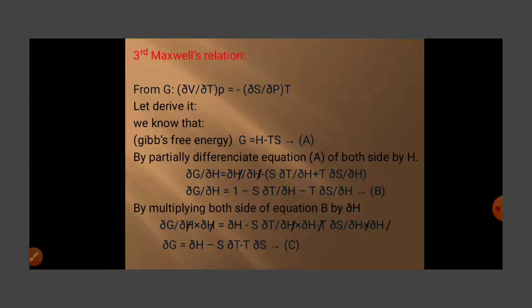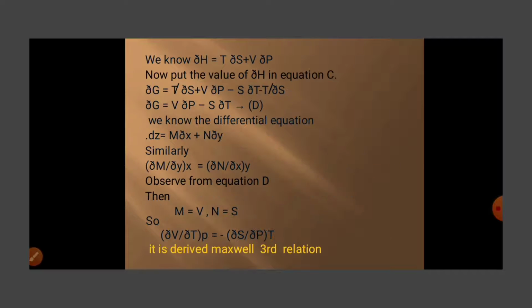So we'll just write dG equal to dH minus S dT minus T dS. That is our equation C. We know that dH equal to T dS plus V dP. So from the second Maxwell relation, we know that dH equal to T dS plus V dP. So we just put the value of dH in equation C.